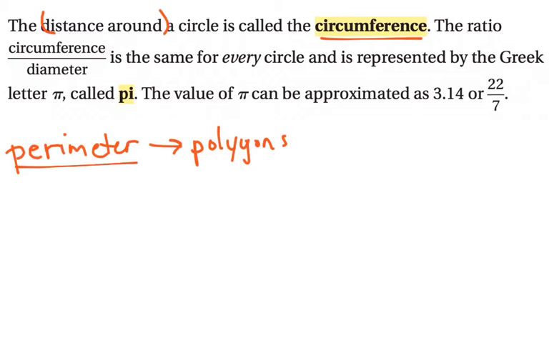Now, the ratio of a circle's circumference to its diameter is the same for every single circle. So if we were to take the circumference, or again, the perimeter, and divide that number by its diameter, which we saw in the last lesson, you're always going to get what we call pi. Now, pi is just a Greek letter. It looks like this.